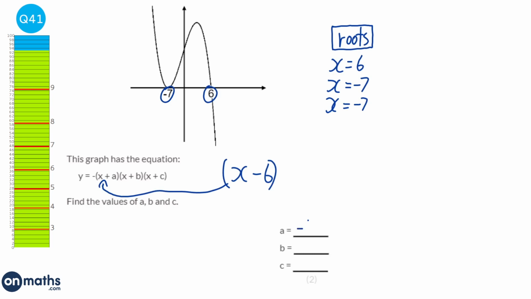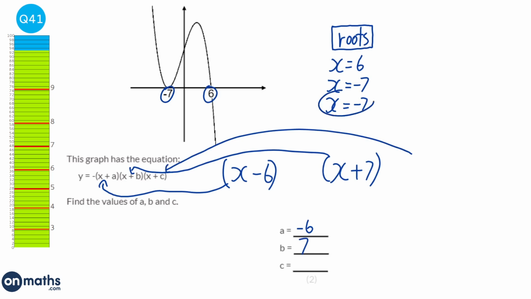So if A is -6, let's have a look at B. So what does B have to be? Well, if that's -7, if we put B as +7, then when we substitute in this -7 into the x, we get -7 plus 7, which is 0. So if B is +7, then the whole thing will be 0 at x equals -7. And for the C, we're looking at that last root. Again, it'll be the same, won't it? It'll be x plus 7.